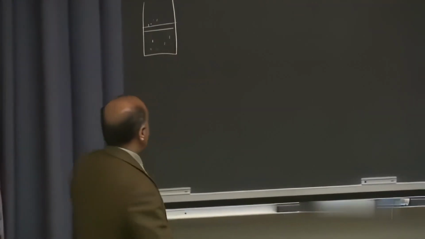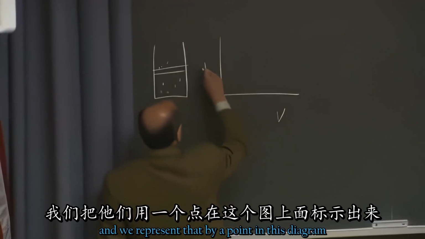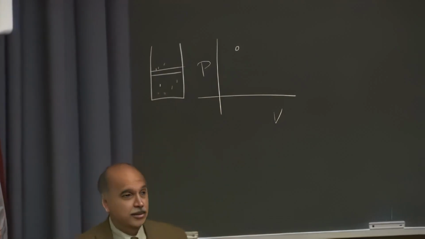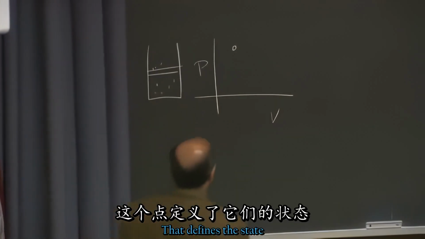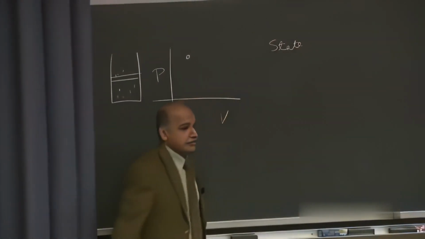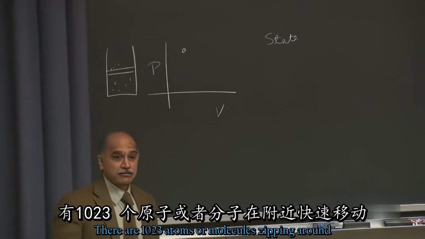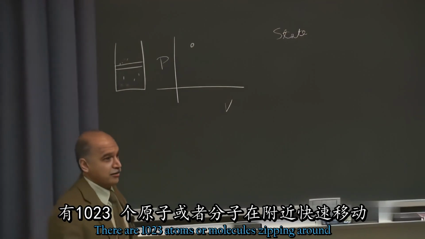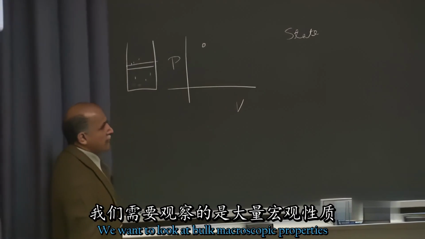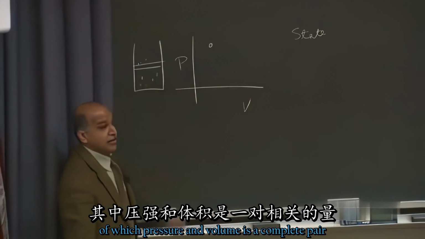want it. The gas has a certain pressure and a certain volume, and we represent that by a point in this diagram. That defines the state. That's called the state of the gas. At a microscopic level, the state is very complicated, right? There are 10 to the 23 atoms or molecules zipping around. We're not interested in such detailed properties. We want to look at bulk macroscopic properties, of which pressure and volume is a complete pair.